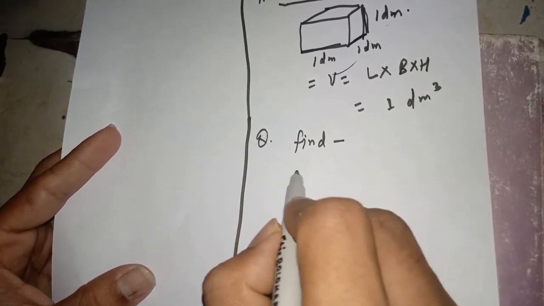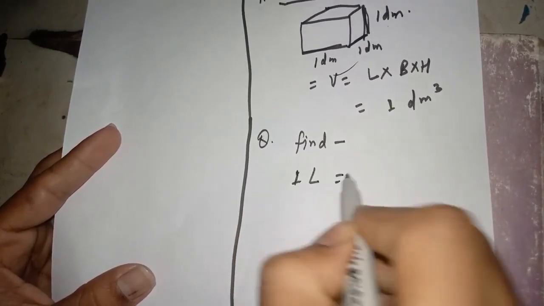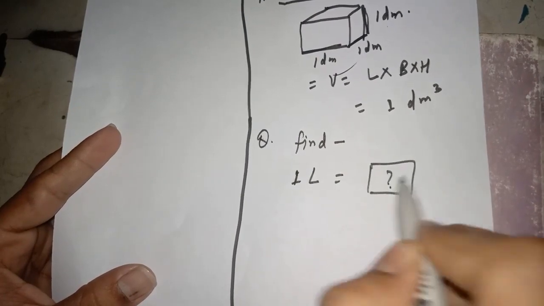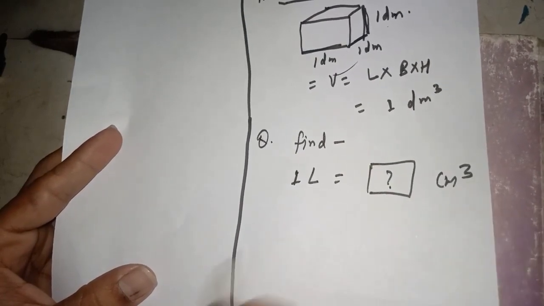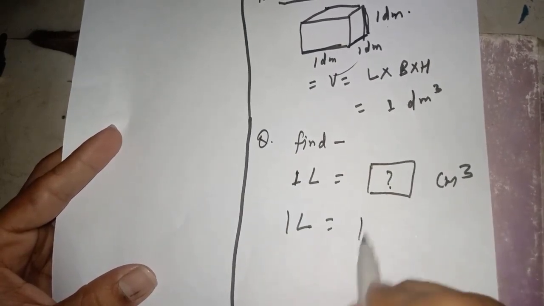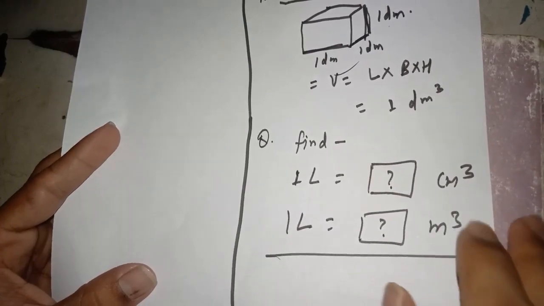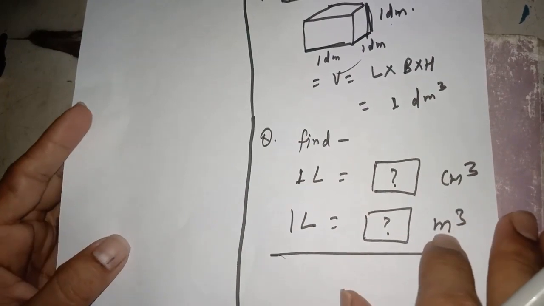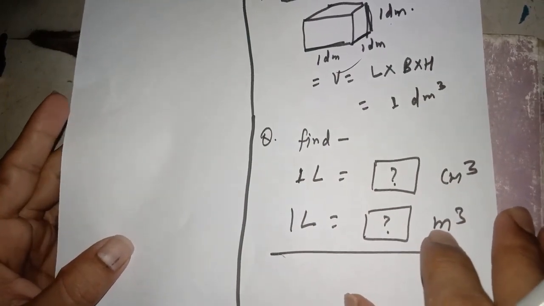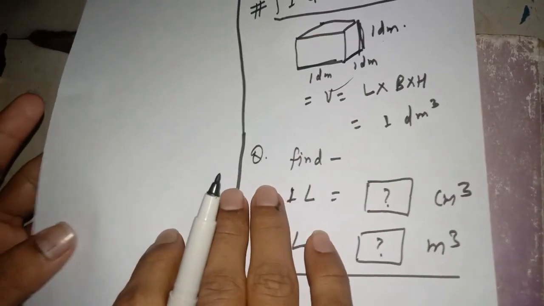I have given you a question. Try it out by yourself: 1 liter equals how many centimeter cube, or 1 liter equals how many meter cube. Do it yourself.